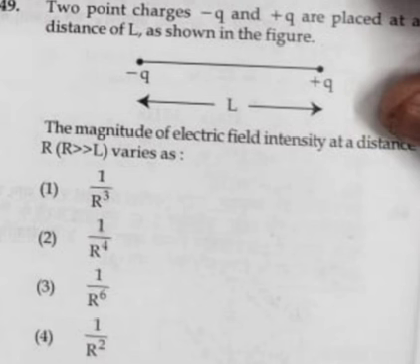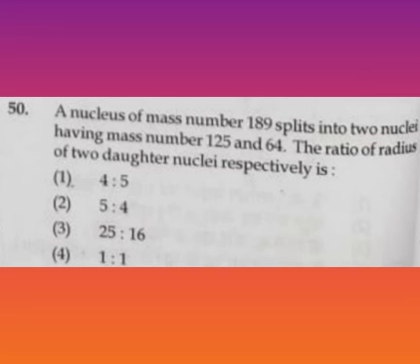Next, question number 50. A nucleus of mass number 189 splits into two nuclei having mass numbers 125 and 64. The ratio of radii of the two daughter nuclei respectively is option 1, 4 ratio 5, option 2, 5 ratio 4, option 3, 25 ratio 16, option 4, 1 ratio 1. The correct answer is option 2, 5 ratio 4.